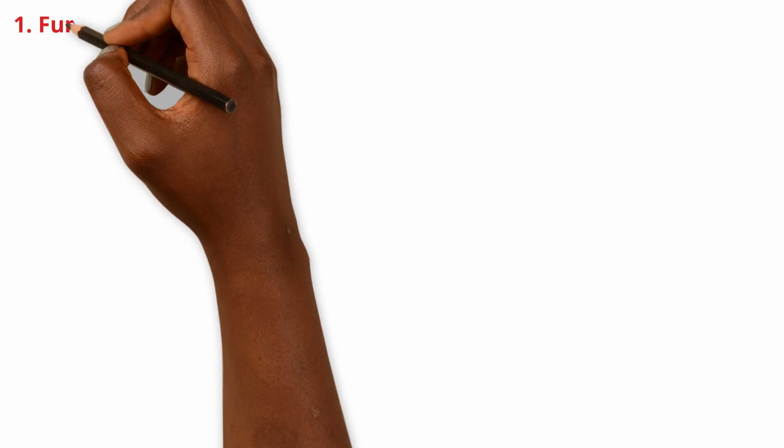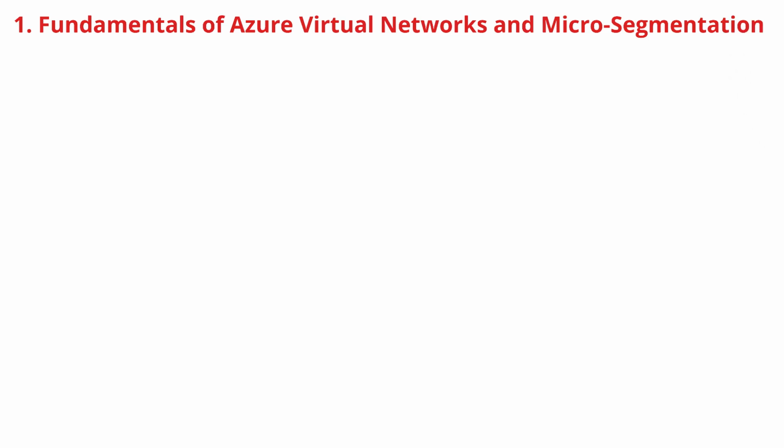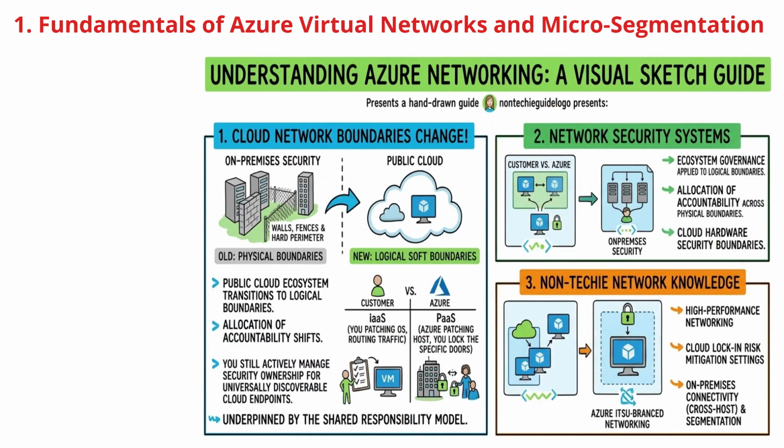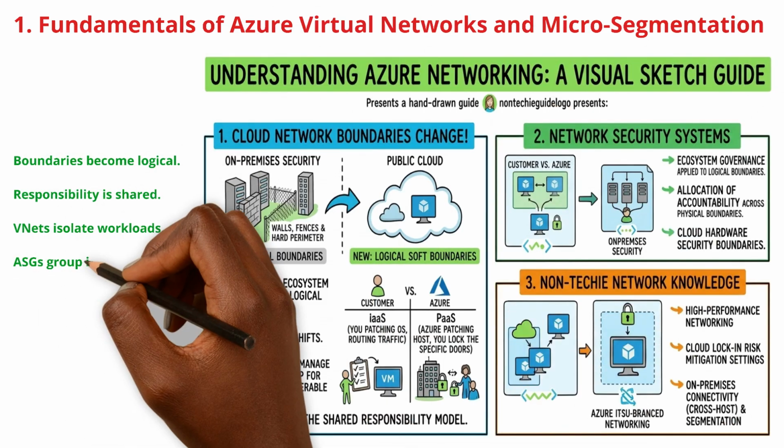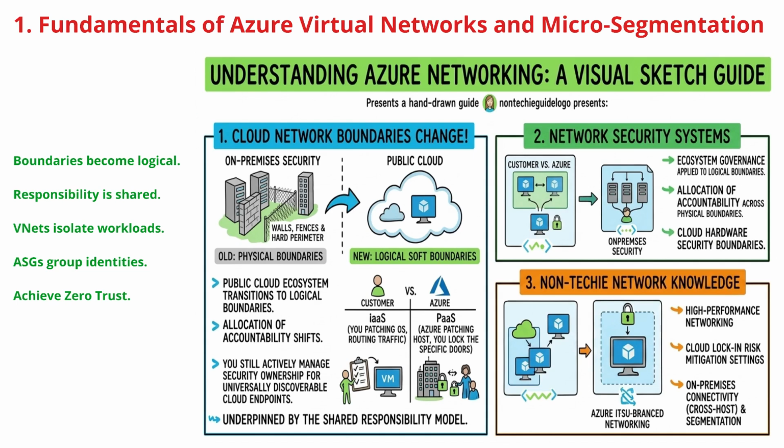Let's dive in. Think cloud network security is all about complex code? Let's break it down. Traditional security relied on physical walls and fences to keep out threats. But the public cloud changes everything, shifting from hard physical perimeters to logical, software-defined boundaries. This brings us to the shared responsibility model.